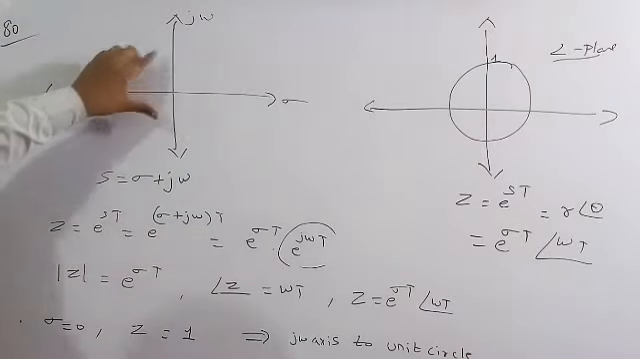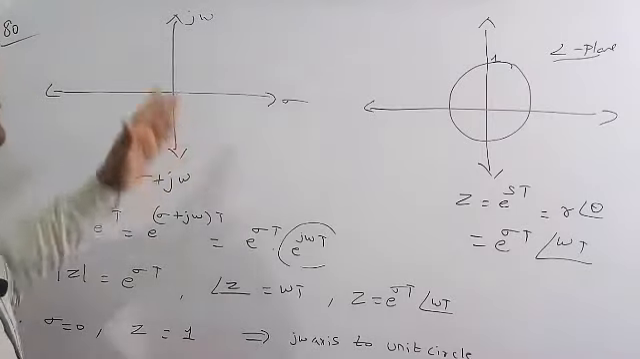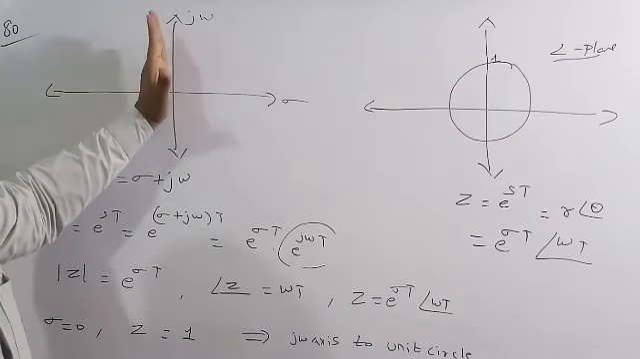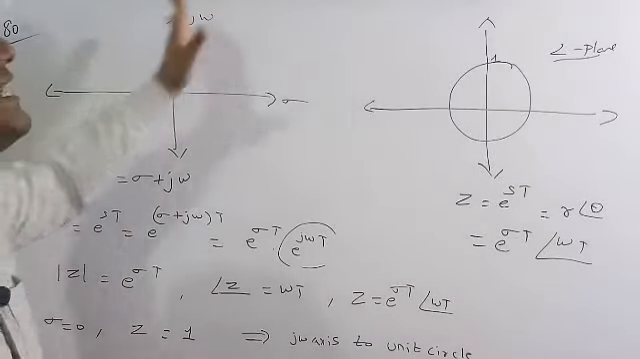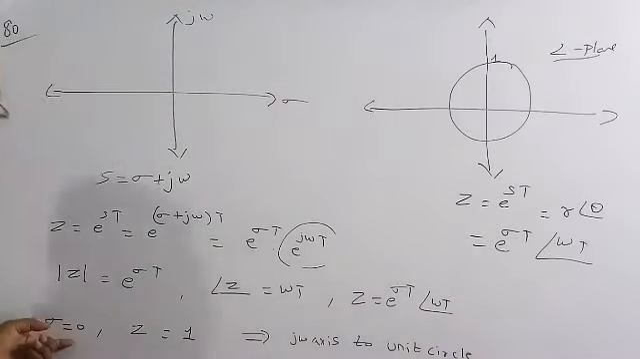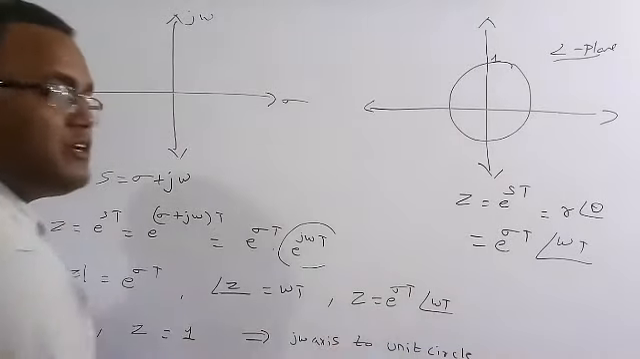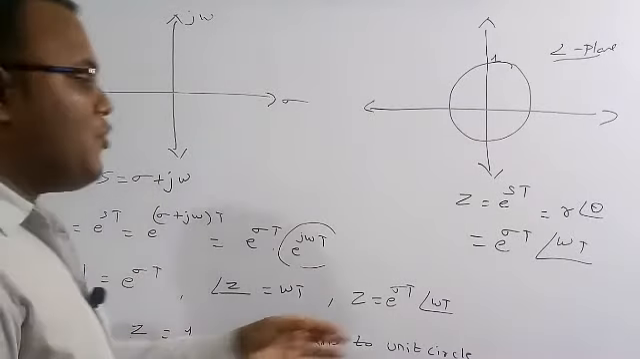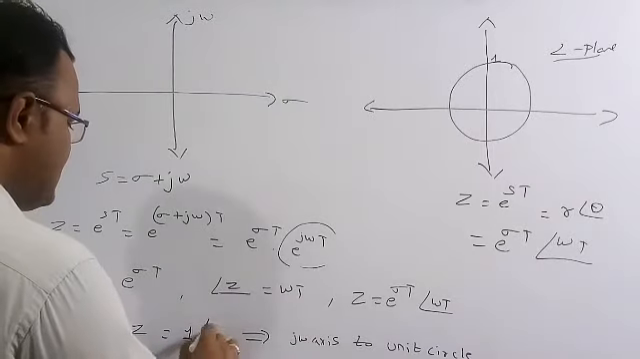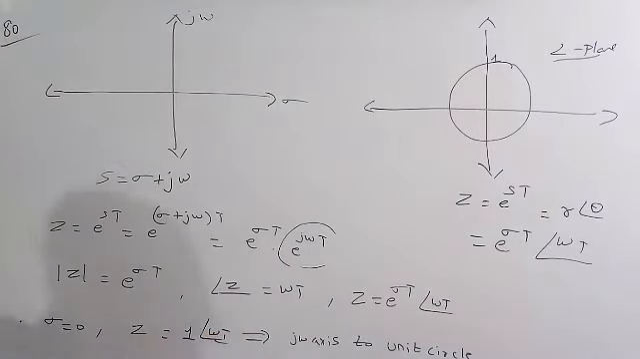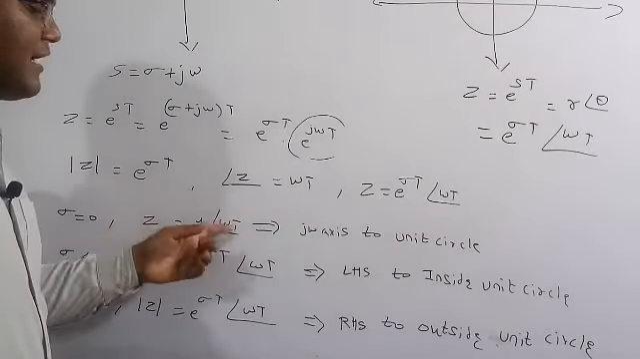What is the procedure? See, for the omega axis, sigma is equal to 0. Now I am going to find, for different omega but sigma is 0, what is the relation to the z plane. So if I substitute sigma is equal to 0, e to the power of 0 is nothing but 1. So therefore z is equal to 1 and omega into t. Omega can be anything, it can be 0 or non-zero, it doesn't matter, so therefore 1 into angle omega t.